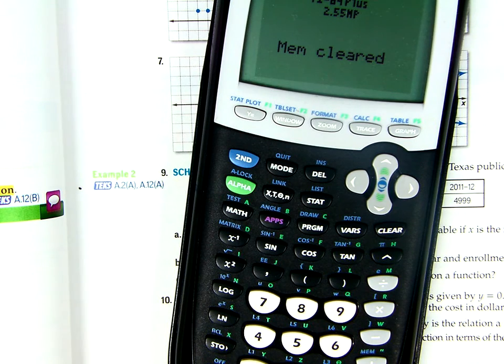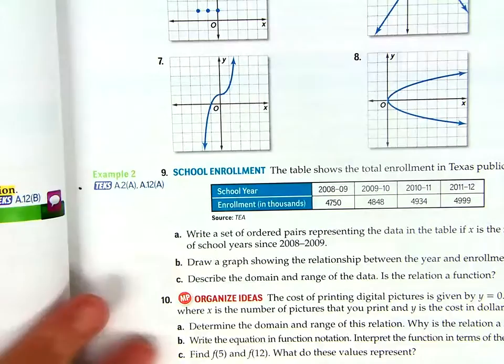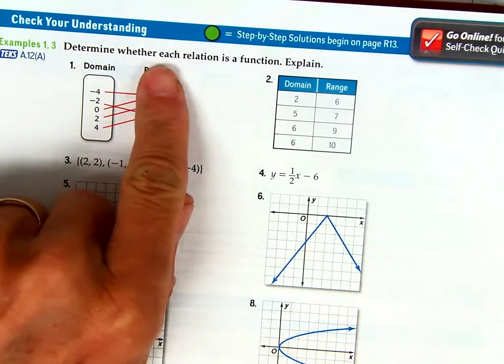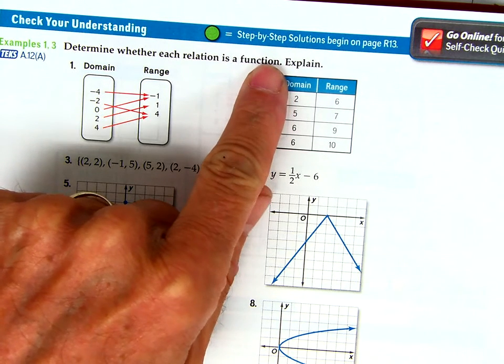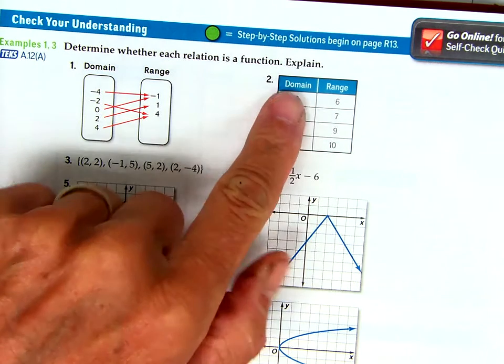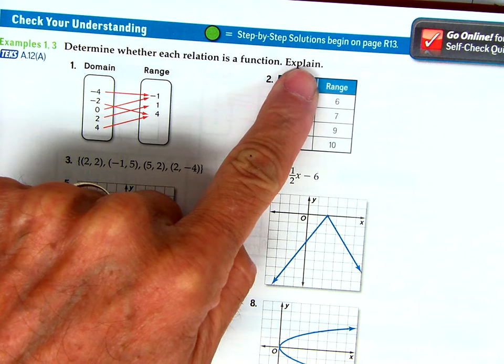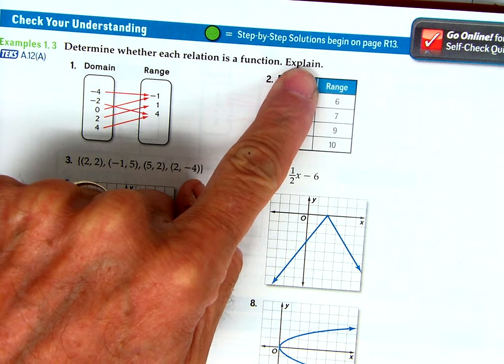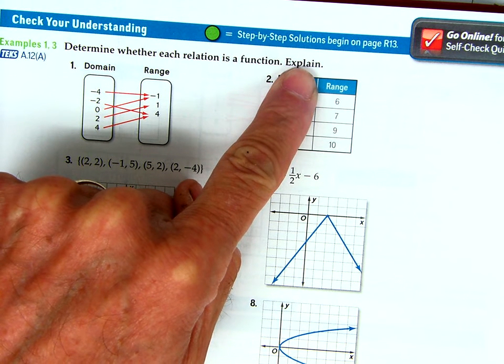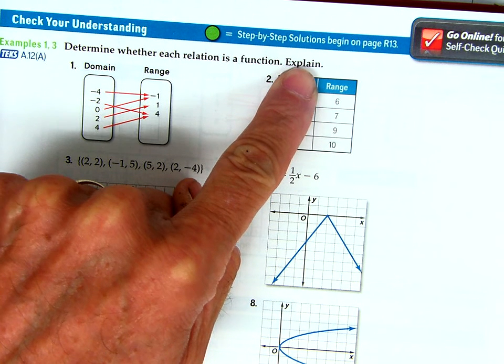Alright. 1 through 8. It was just simply determine whether each relation is a function. That means a yes or no answer on each of these. And the explained part was either going to be the x's don't repeat, the x's do repeat, or passed the vertical line test, failed the vertical line test.